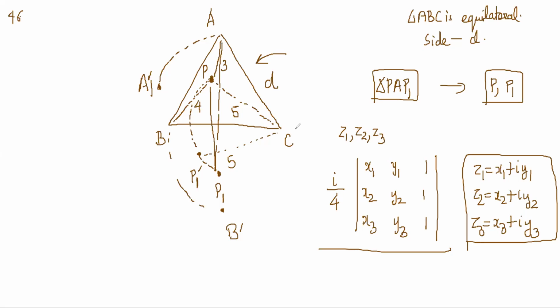PP dash and C, huh? Maybe, yeah, because 5 and 60 degree rotation. Equilateral. No, isosceles. Why equilateral? Wait, why not? That is 60, right? The angle between PC and P dash C is 60. Yeah, and then it's 5 and 5. Yeah, it's equilateral. Right, okay, I'll draw a different figure.